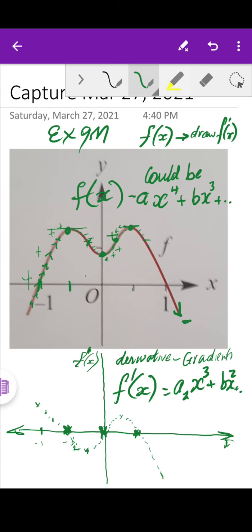Notice how we're going down at the end, and here we're going down at the end. There's your cubic, just draw it, and that is the graph of your derivative. That's all you have to do.